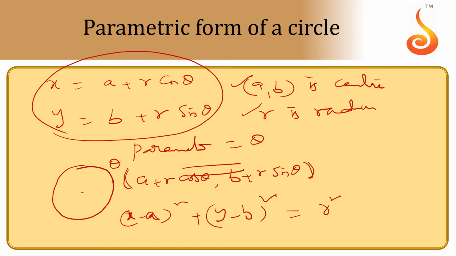So by using this, if you take the chord joining alpha and beta, or the tangent at theta, all those things have some formulas. Learn those formulas. Whenever we have to use them in problems, we'll use them. So that is about the parametric form of a circle.